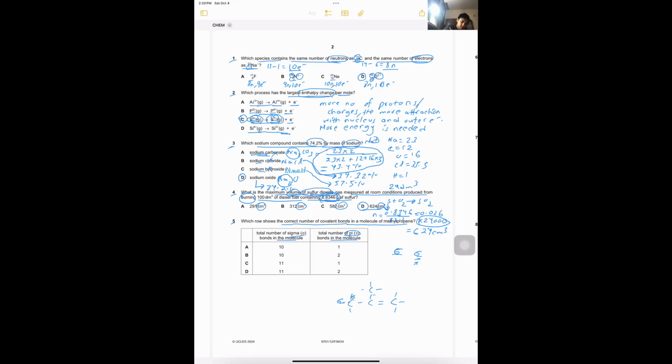So let's calculate the sigma bonds. This is a sigma bond, this is a sigma bond, another sigma bond, another sigma bond, and this is another sigma bond, this is a sigma bond, another sigma bond, this is the first and only pi bond, sigma bond, and then a sigma bond, another sigma bond. So the answer will be amongst A and C because there is only one pi bond. Number of sigma: 1, 2, 3, 4, 5, 6, 7, 8, 9.